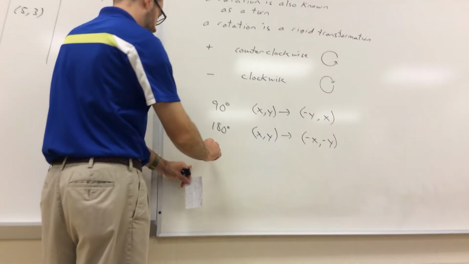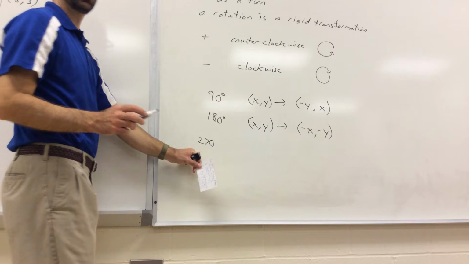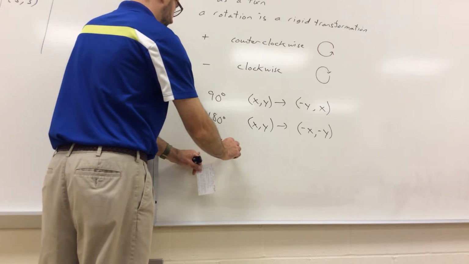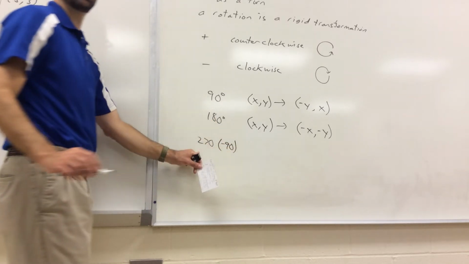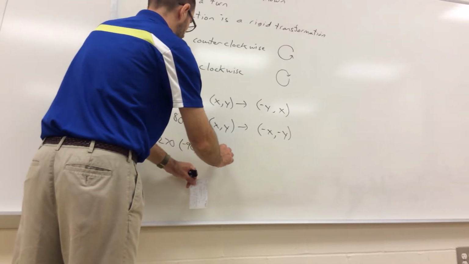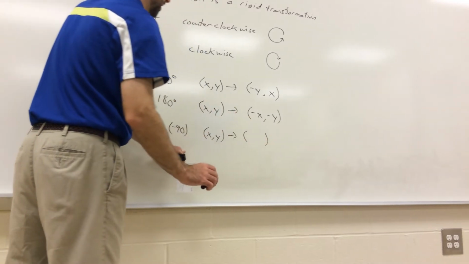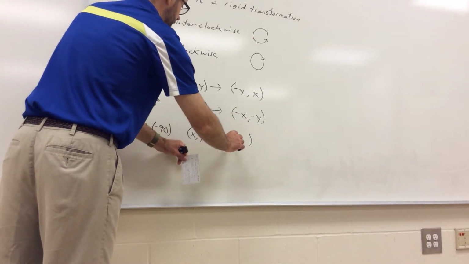Okay, then we did a 270, which was a 3/4 turn, and that was the same as -90. And that one was swap, and the second number is opposite it.